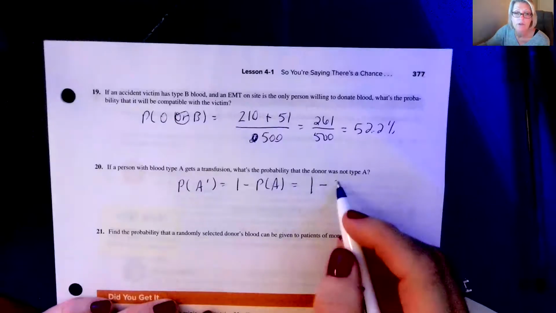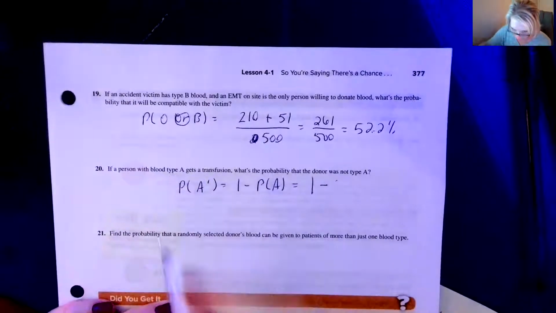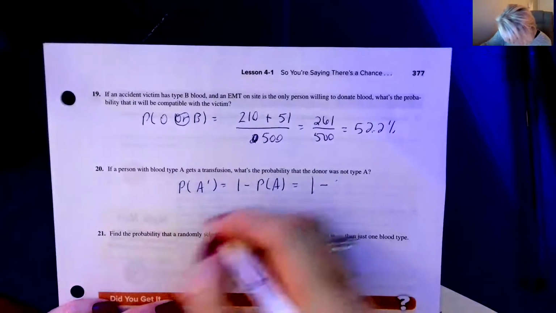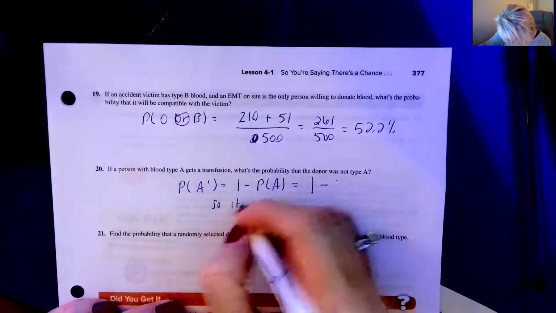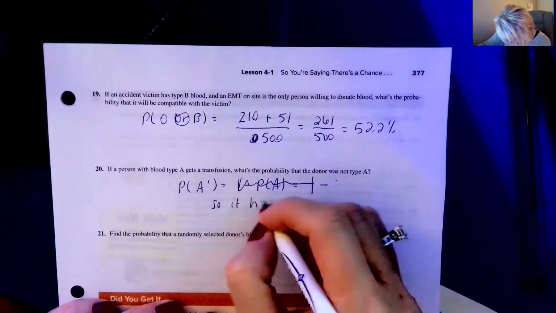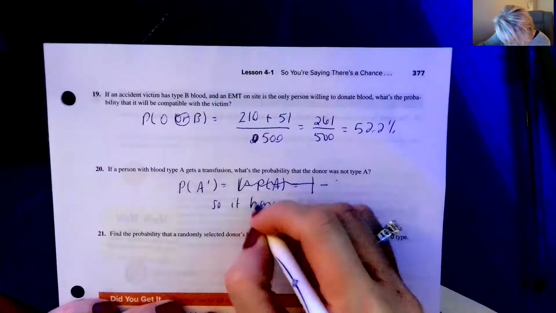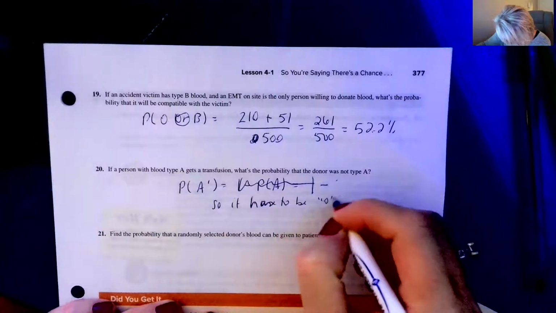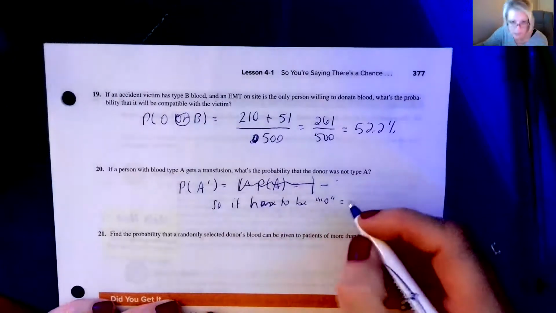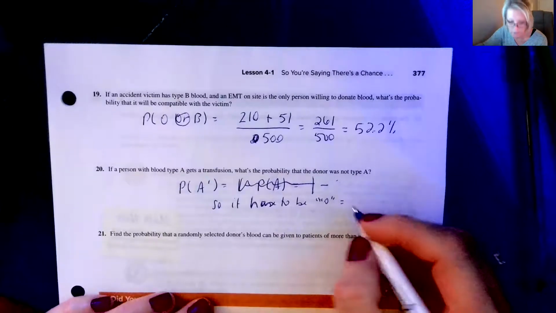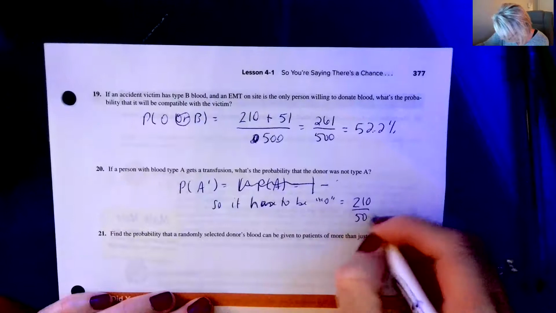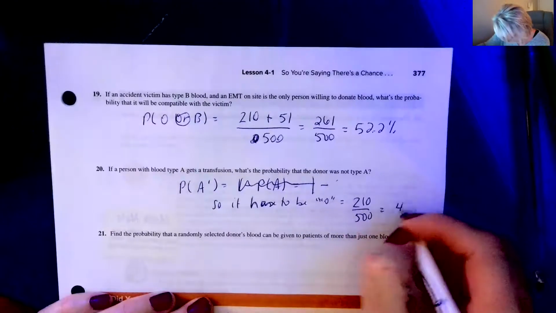They got the transfusion. So the only people that A can get from are A and O. So it can't just be this. It has to be O, because they're the only people that can donate to A besides itself. So that would have to be 210 again out of the 500, which is 42%.